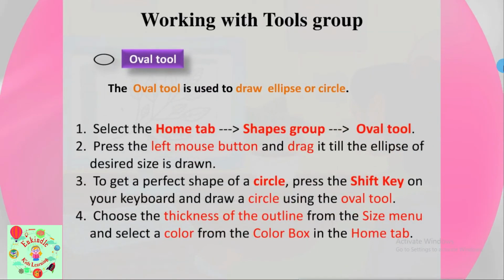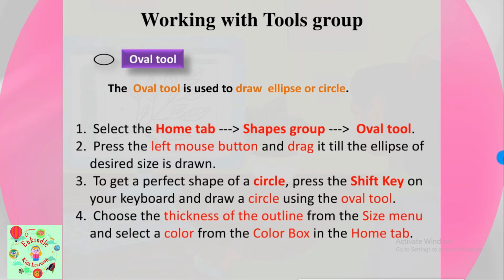Next tool is the oval tool. The oval tool is used to draw ellipse or circle. The steps involved are: first, select the Home tab. Under the Home tab, Shapes group. Under the Shapes group, you will find the oval tool. Then, press the left mouse button and drag it till the ellipse of desired size is drawn.